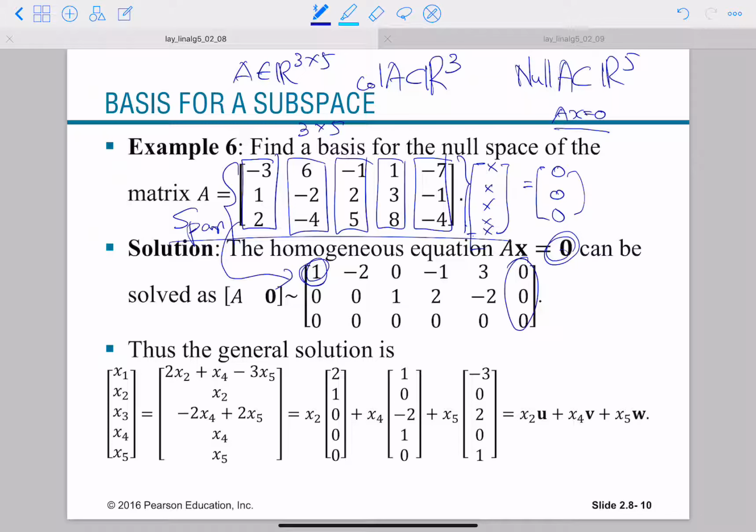x1 is represented as 2 times x2 plus 1 times x4 and negative 3 times x5. Does it make sense? Okay, so what are the basic variables? Those two are basic variables. For those two basic variables, we represent them with respect to the free variables, right? And for the free variables, we simply write the free variables as they are, because they are really the free ones that we can independently choose any values for, right?